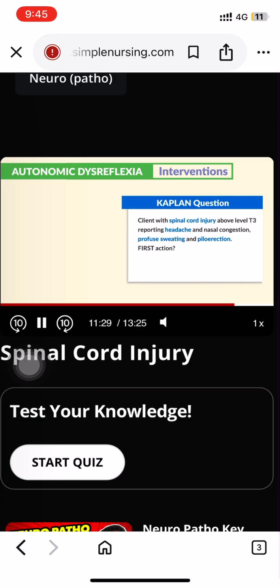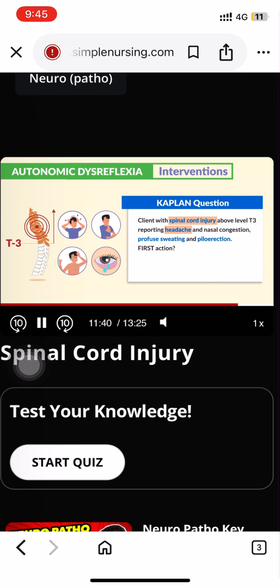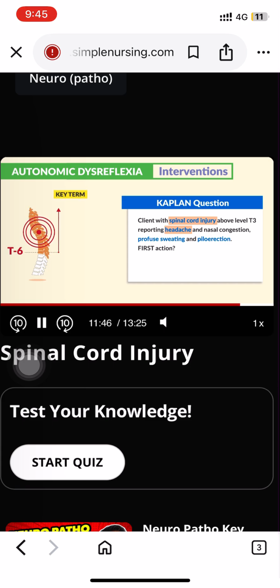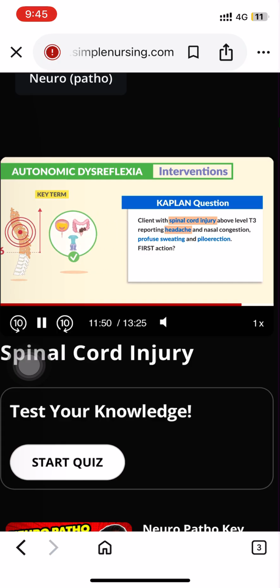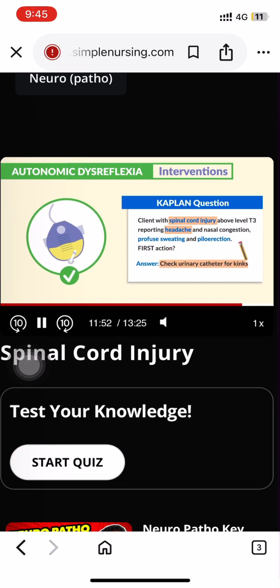Now, a Kaplan question mentions a client with a spinal cord injury above that T3 is reporting a headache and nasal congestion with profuse sweating and piloerection. What is the first action? Again, look for the key terms here. Spinal injury above that T6 area. We must correct the causes here. So the correct answer was to check the urinary catheter for kinks.